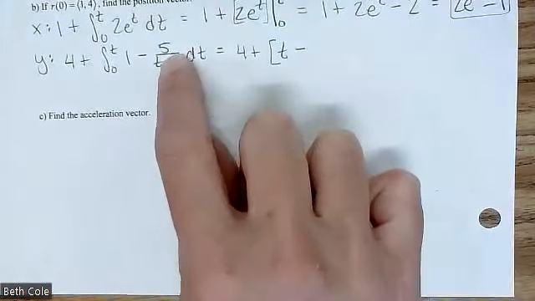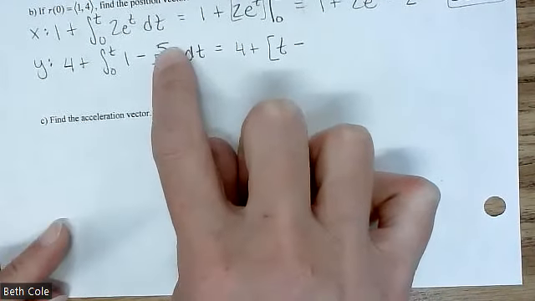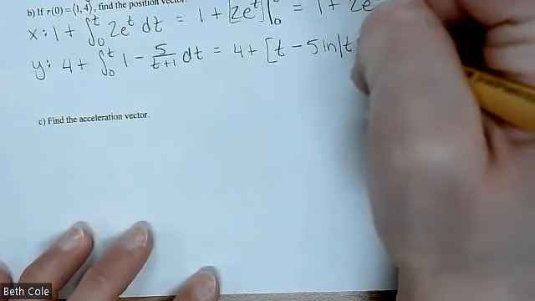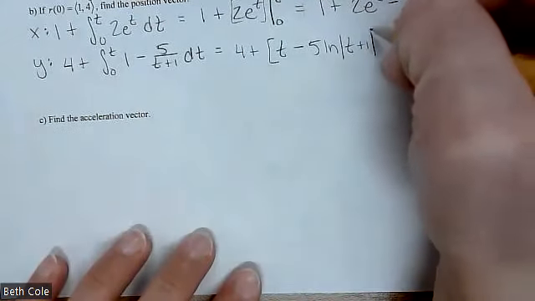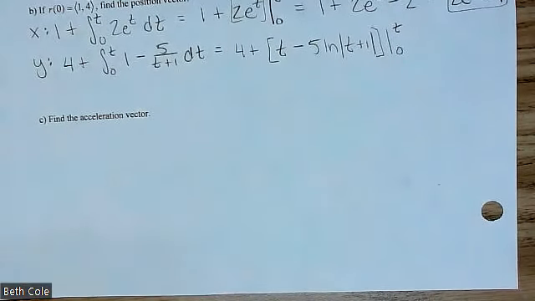Let me cover this up. Pretend that's not there. ln, good. And the 5 is sort of just there. It'll be 5 ln t plus 1. I knew if we stared at it long enough, it would come to us. And then such that 0 to t. It's basically just symbols overload.